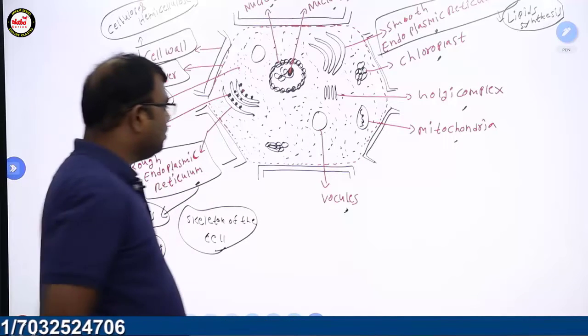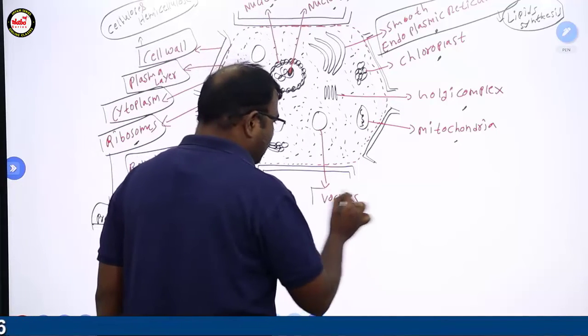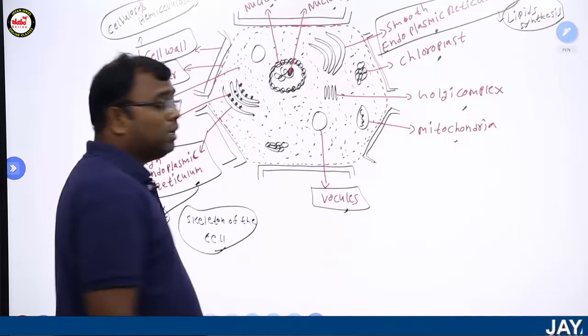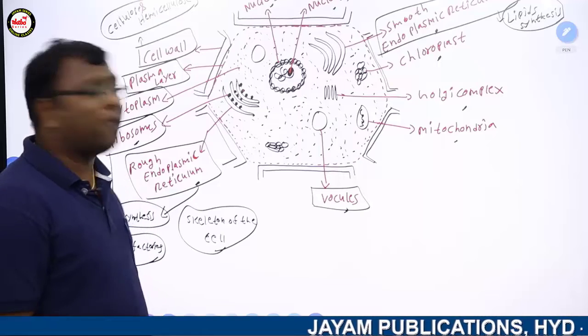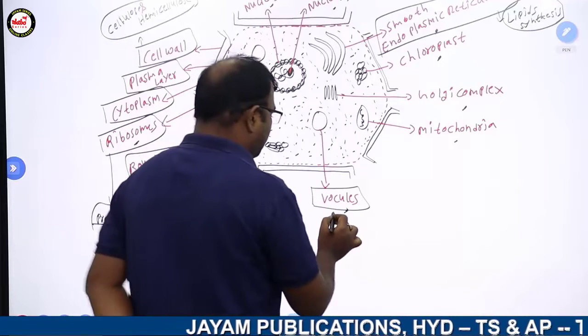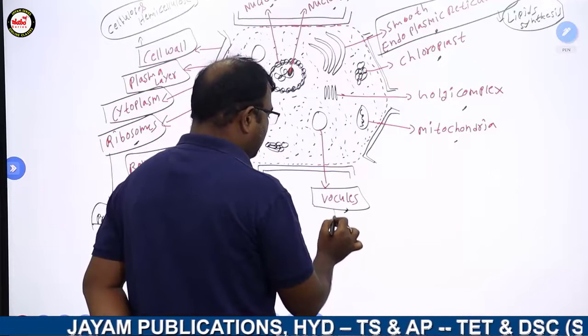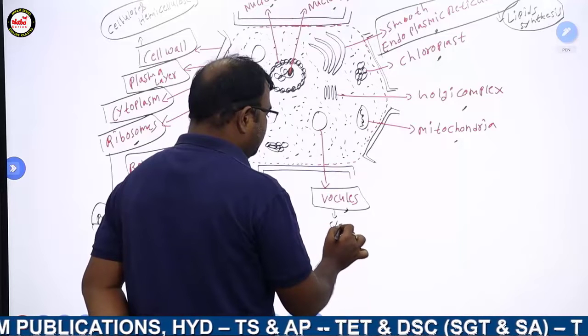And next part in the plant cell goes to vacuoles. The main function of the vacuole is to store food.